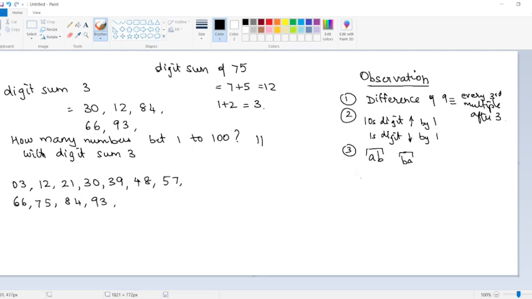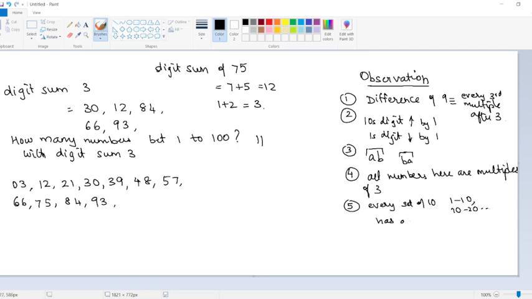So one more thing is, since we are talking about the sum being a multiple of 3, because of the divisibility rule of 3, any number should be a multiple of 3. Nice. What can we say from each ten? Starting with 0, then 1, then 2, then 3. For 30 and 39, we have 2. Every set of 10, like 1 to 10, 10 to 20, has at least one number. Very nice.